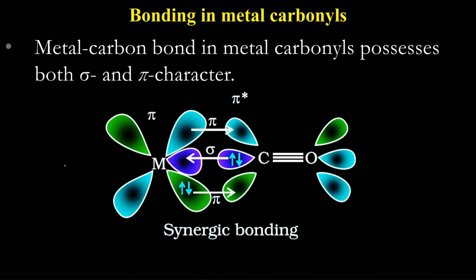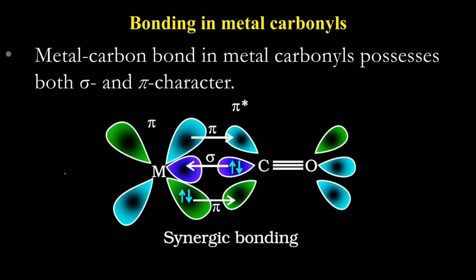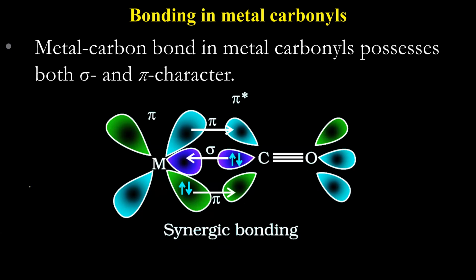And the concept, very important, is the concept of back bonding also. This is an example of back bonding. Back bonding is important from the competitive examinations perspective. Not too many questions are asked in CBSE, but IIT professors are very much fond of asking questions on back bonding. So the metal carbon bond in metal carbonyls possesses both sigma and pi bond.